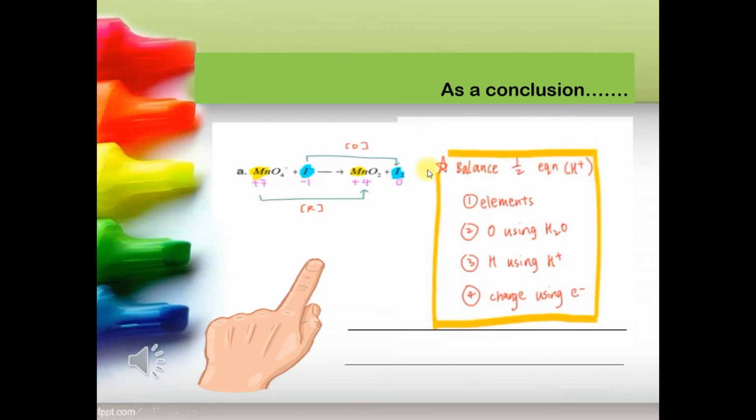At the right side, you can see the steps that I already simplified for you to balance a half equation in acidic medium. Number 1, balance all elements. Number 2, balance oxygen atoms using water. Number 3, balance hydrogen using protons, that is H+. Number 4, balance the charge using electrons. Finally, we can see proton or H+ in the equation showing the acidic property.